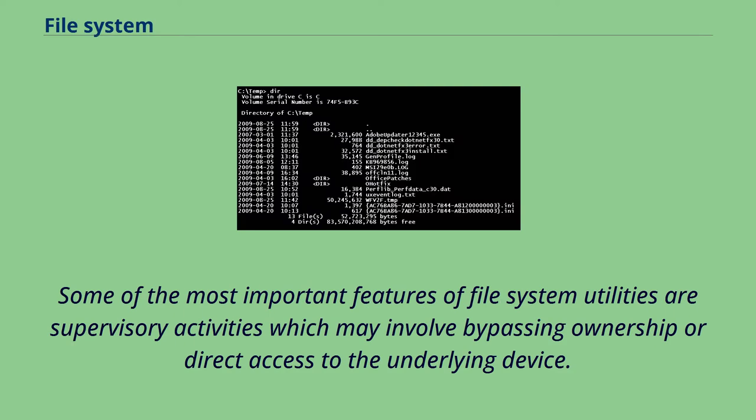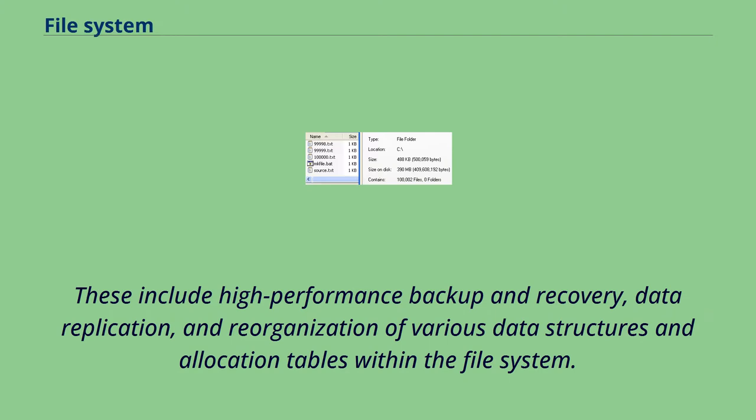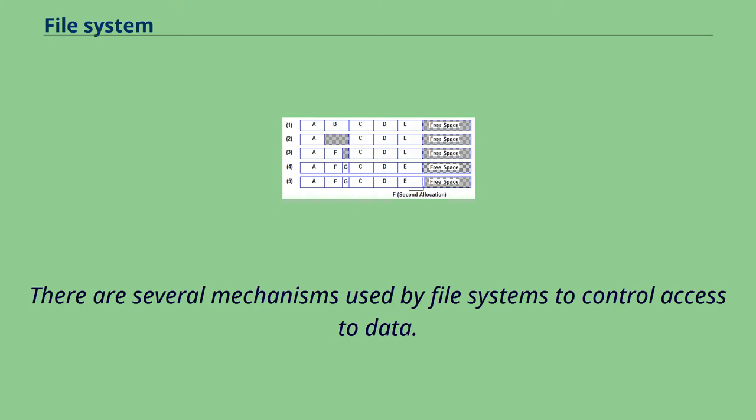Some of the most important features of file system utilities are supervisory activities which may involve bypassing ownership or direct access to the underlying device. These include high-performance backup and recovery, data replication, and reorganization of various data structures and allocation tables within the file system. There are several mechanisms used by file systems to control access to data.